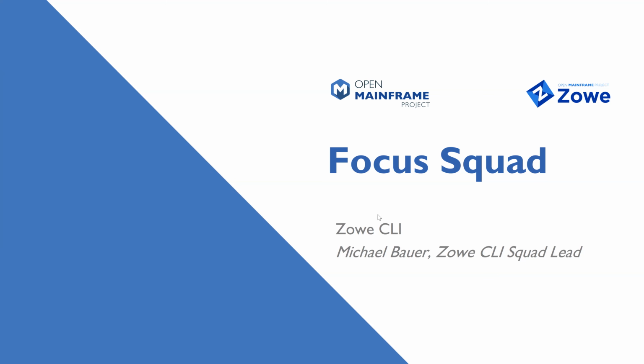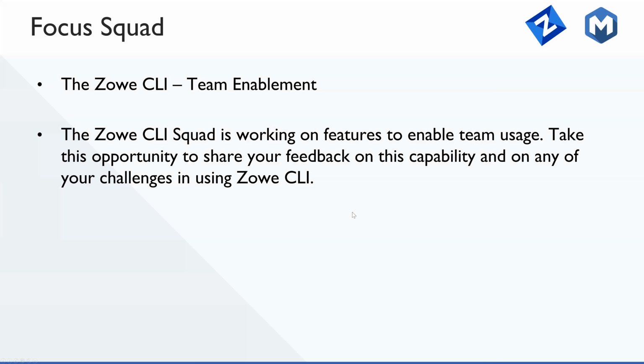But in this upcoming PI, the CLI squad has shifted its focus back to the CLI. One improvement we're looking to help with is team enablement. We've seen a lot of folks out in the community getting started with the Zowe CLI, but we want to help them get their team involved and see the use of the CLI on different projects. So the Zowe CLI squad in this PI is working on features to enable team usage. I'd like you all to take the opportunity on this call to provide any feedback on our proposed direction or any challenges you're experiencing in your use of the Zowe CLI.